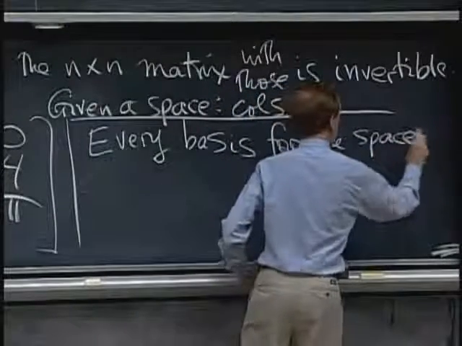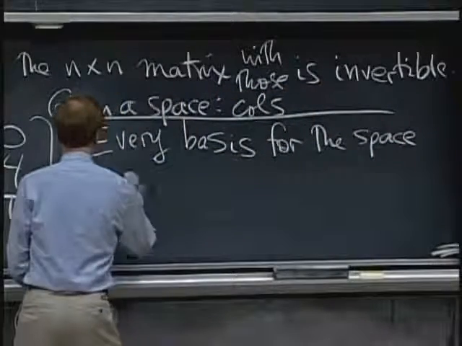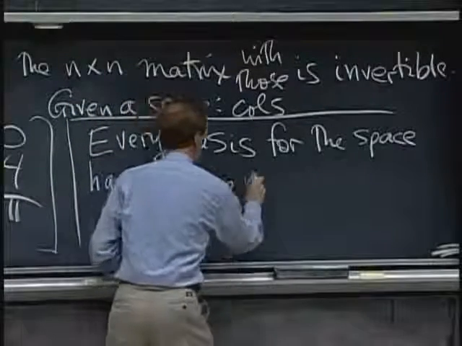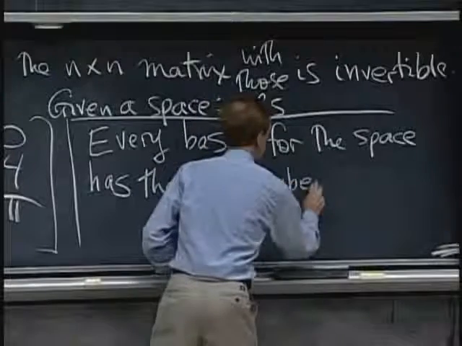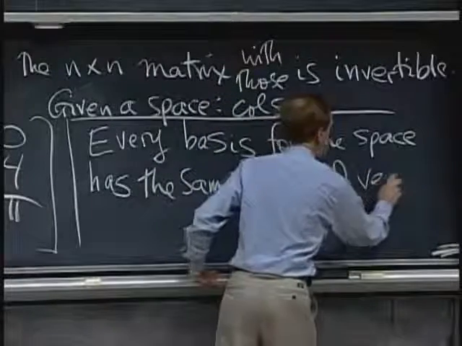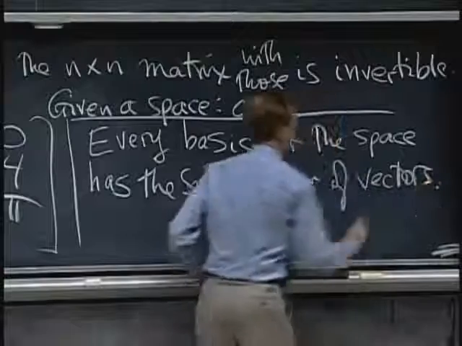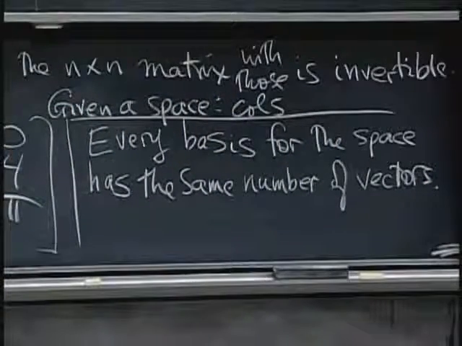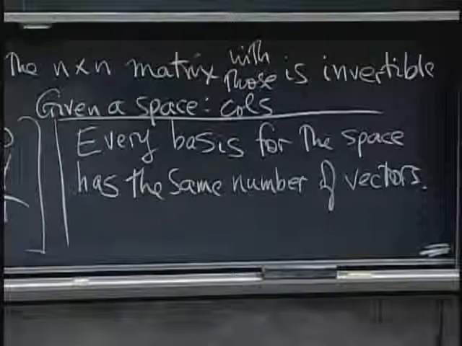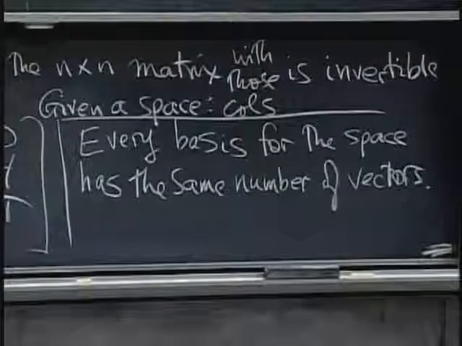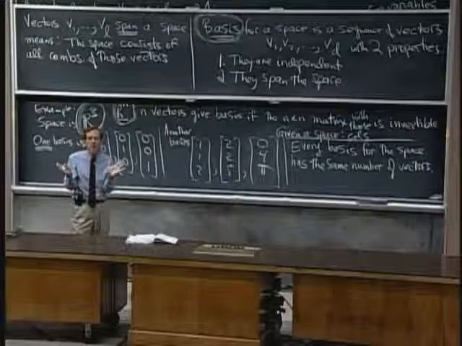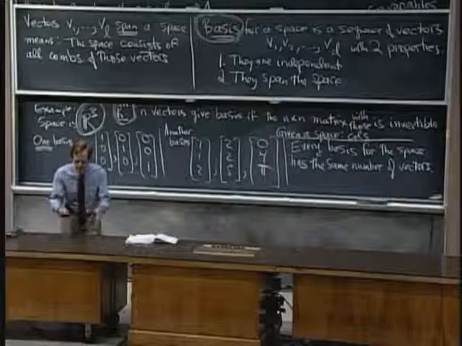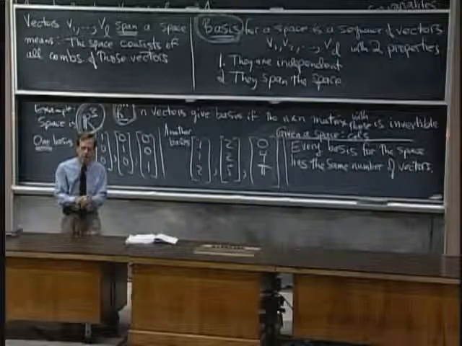has the same number of vectors. If one basis has 6 vectors, then every other basis has 6 vectors. So that number 6 is telling me how big the space is. It's telling me how many vectors I have to have in a basis.